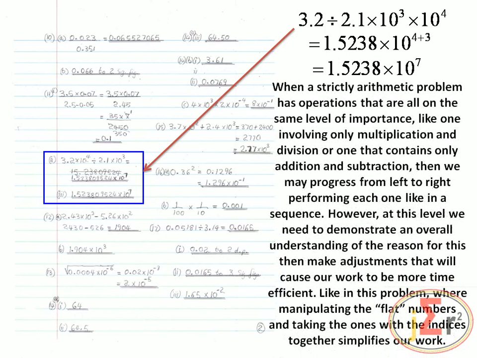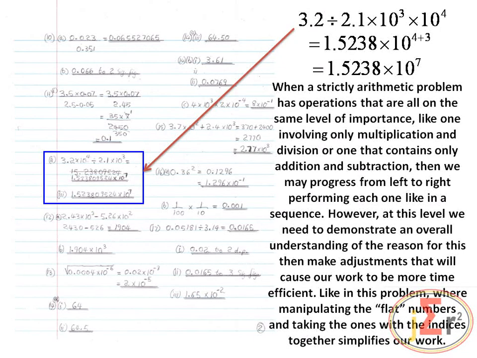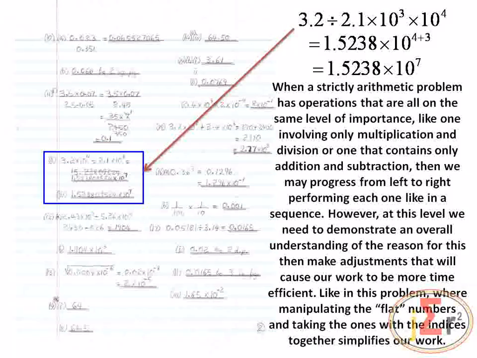When a strictly arithmetic problem has operations that are all on the same level of importance, like one involving only multiplication and division, or one that contains only addition and subtraction, then we may progress from left to right, performing each one in a sequence. So I'm saying, if a problem has subtraction and addition, they are all on the same level of importance. Therefore, we may execute from left to right. Also, if one has multiplication and division, we may just go from left to right, as long as we do not have interfering brackets.